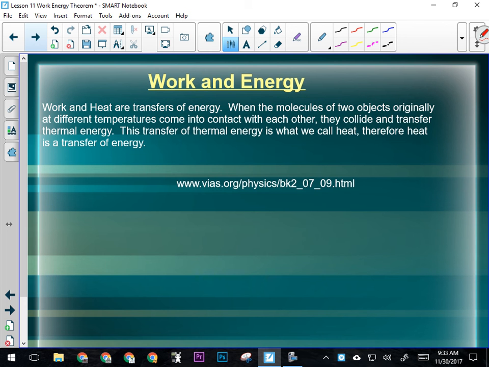So work and heat are both transfers of energy. And you talked about heat the first day. Heat is a transfer of thermal energy. Work is a transfer of mechanical energy, that is either potential or kinetic or both. All right, so they're similar in that they're both transfers of energy, but they're transferring different kinds of energy.